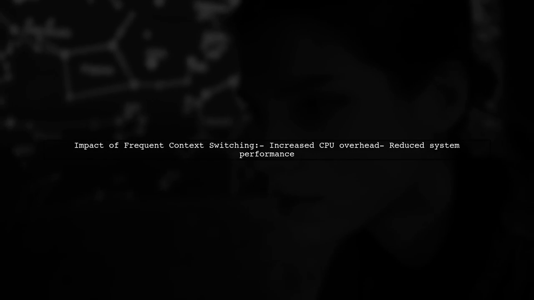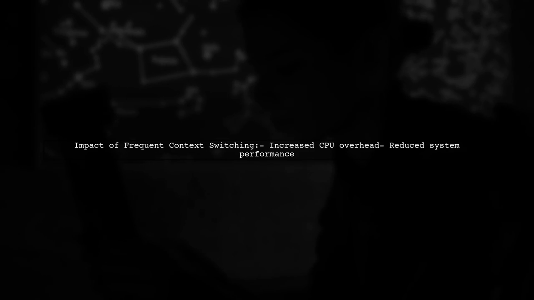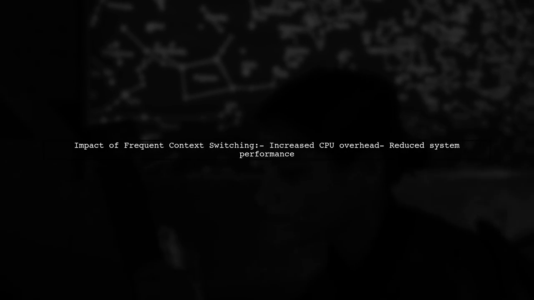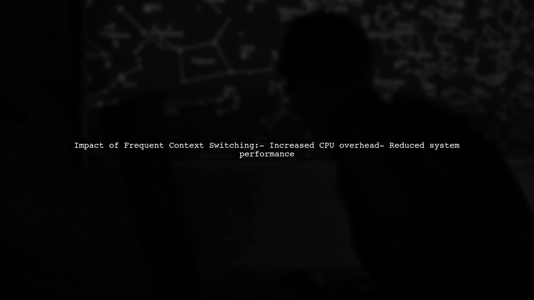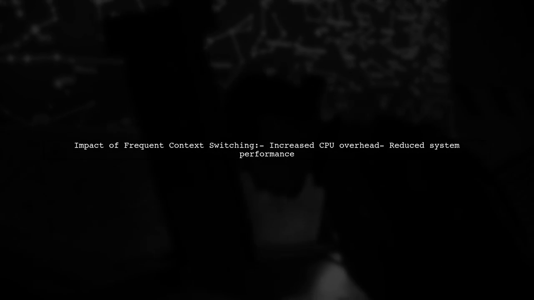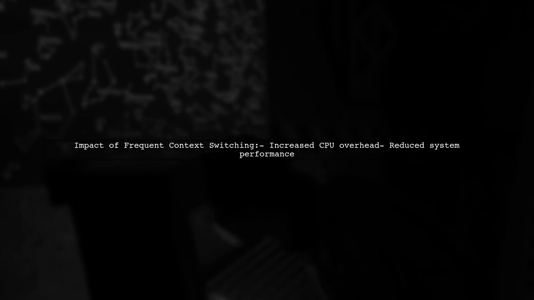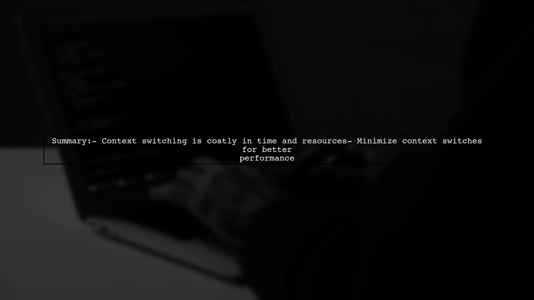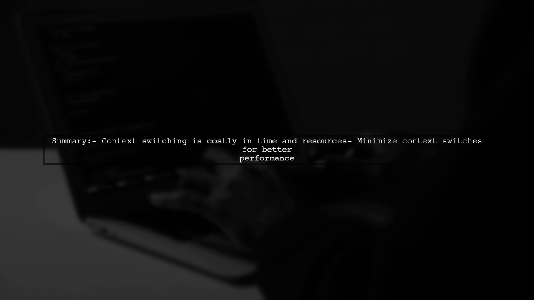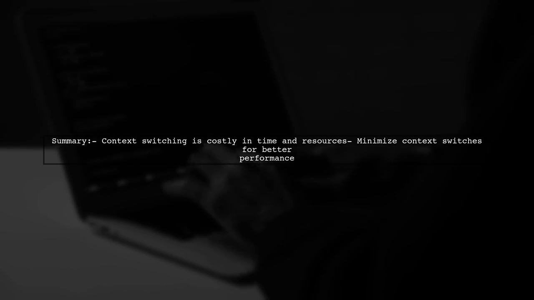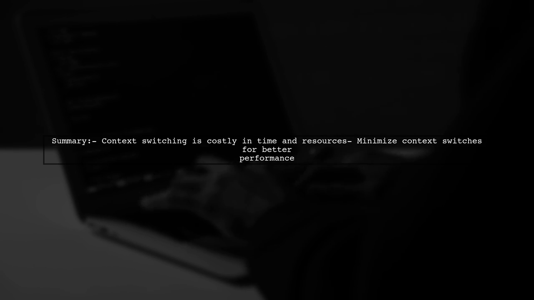The time taken for these operations can add up, especially if context switches happen frequently. This can lead to increased CPU overhead and reduced overall system performance. In summary, context switching is expensive in terms of time and resources. Minimizing context switches can lead to better performance in multitasking environments.